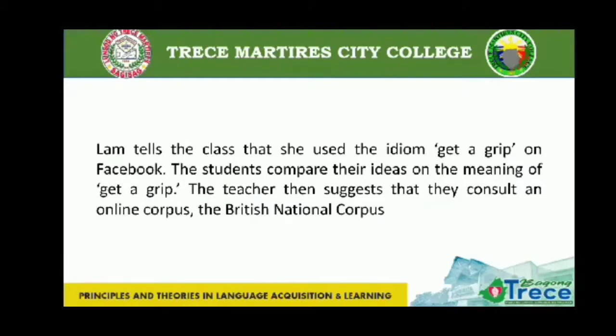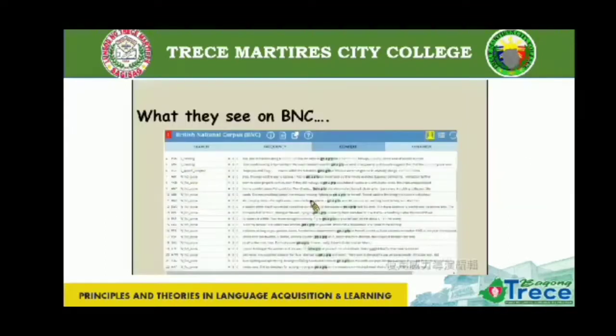Lam tells the class that she used the idiom "get a grip." The students compared their ideas on the meaning of "get a grip." The teacher then suggests that they consult an online corpus, the British National Corpus. And then their teacher asked what they noticed about the phrase "get a grip" when they search it in the British National Corpus.